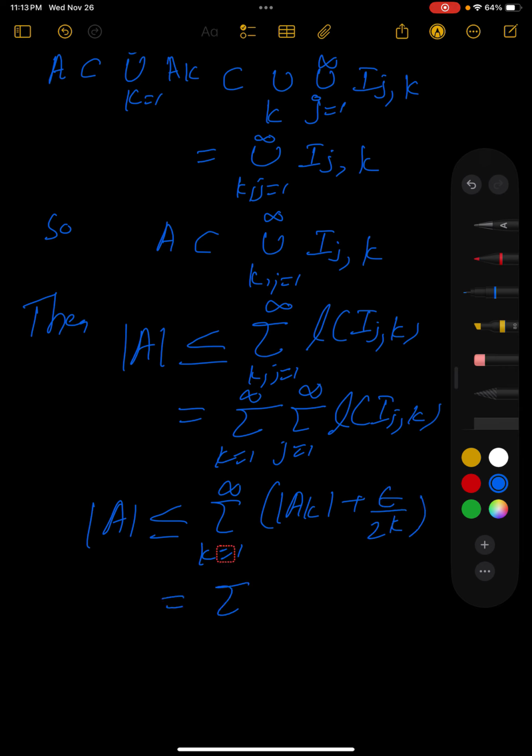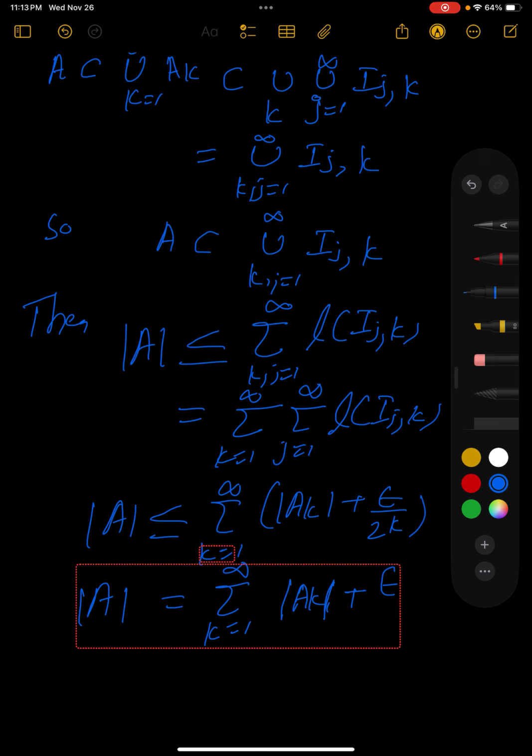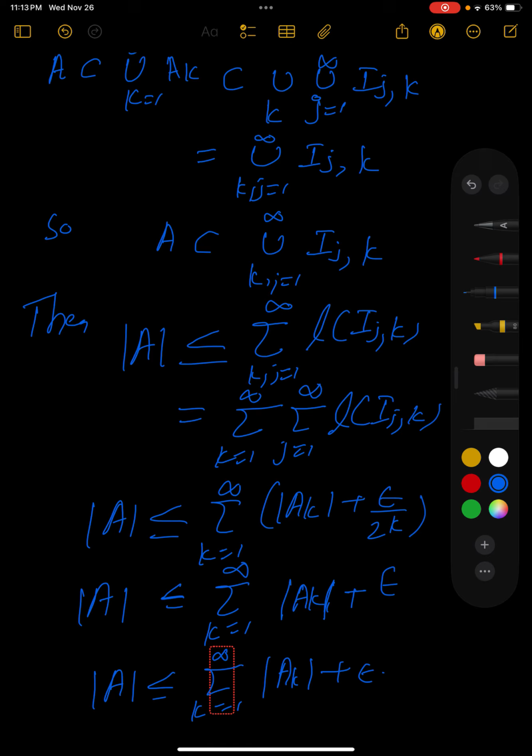So now what is this? This is the sum over k equal to 1 up to infinity of the outer measure of Ak, plus the sum of epsilon divided by 2^k over k, which is epsilon. So from there we got that the outer measure of A is less than the sum over k equal to 1 up to infinity of the outer measure of Ak plus epsilon.